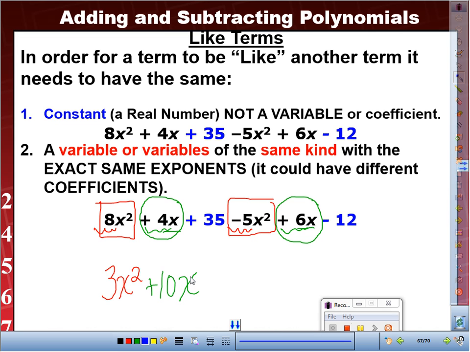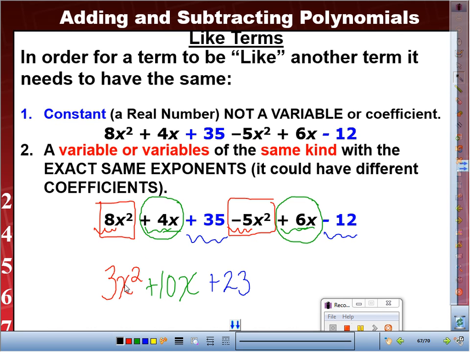And then at the end I look at my constants. 35 minus 12, that gives me positive 23. Michael Jordan. Are you with me? And that's combining like terms. We don't do anything to the exponents. Tell your neighbor what I just said. You don't do anything to the exponents.